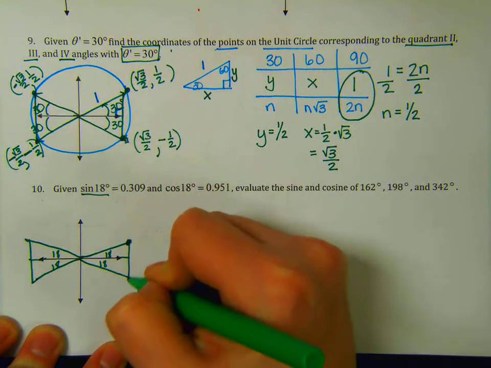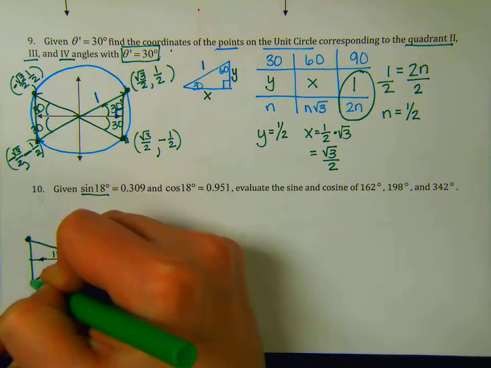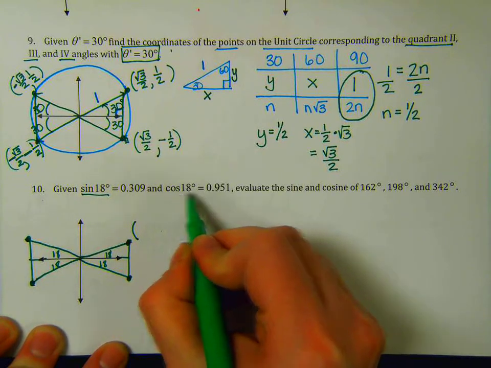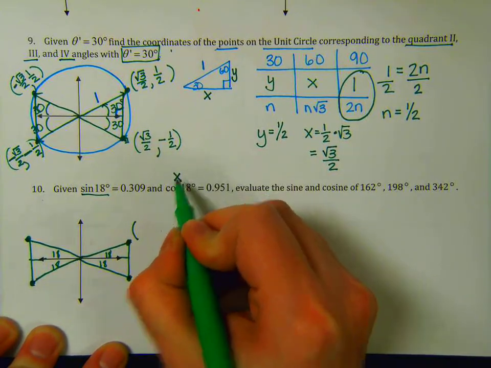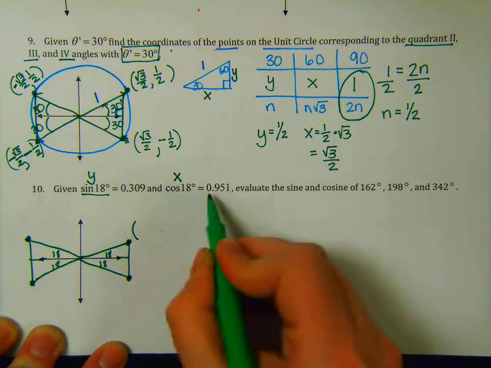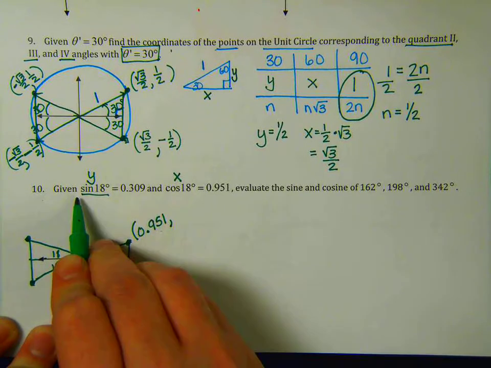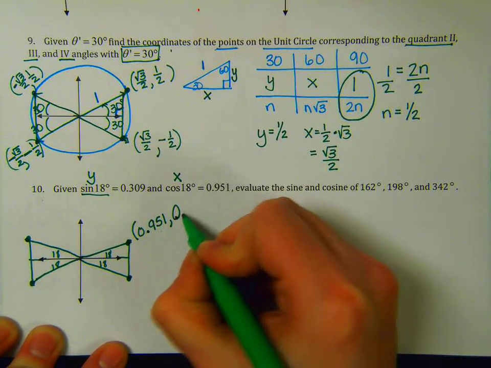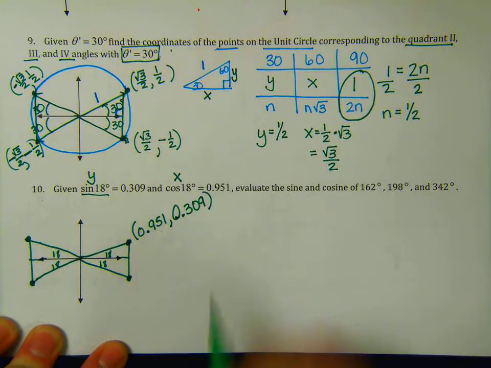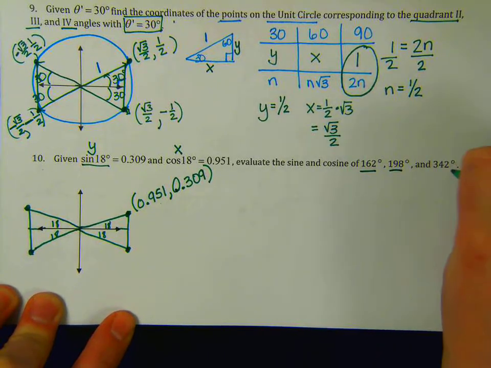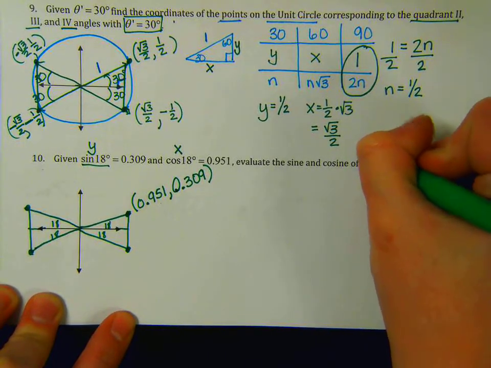So you are looking for these 4 points. And they give you the first one in quadrant 1. So we have cosine is 0.951. Cosine is x, sine is y. So cosine is 0.951, comma, sine, which is 0.309. So take what you know about quadrant 1 and apply it to the other 3 quadrants. 162, 198, and 342 are the same reference angle of 18 degrees.